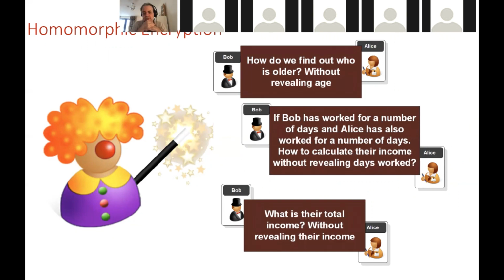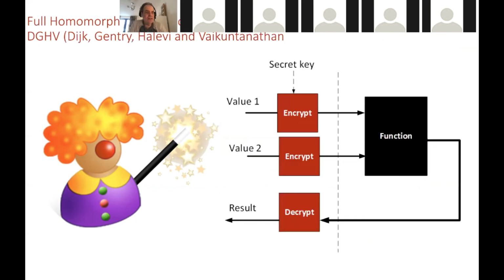We could also work out how much income they have without actually revealing the days that they've worked and so on. And we can work out things like total income and so on. So in this way, we can actually do our calculations without actually revealing things. And it was actually Gentry, along with these other researchers, who came up with what's called full homomorphic encryption. Full homomorphic encryption allows you to add, subtract, divide, and multiply on encrypted values.